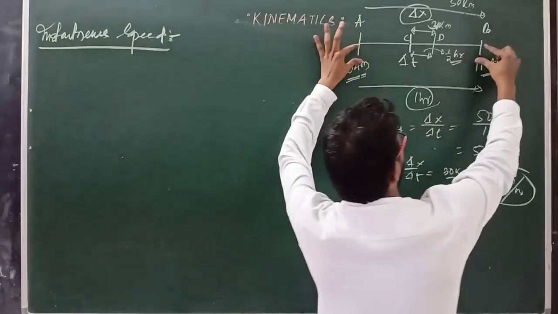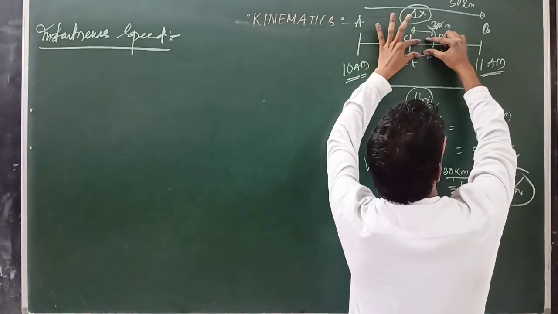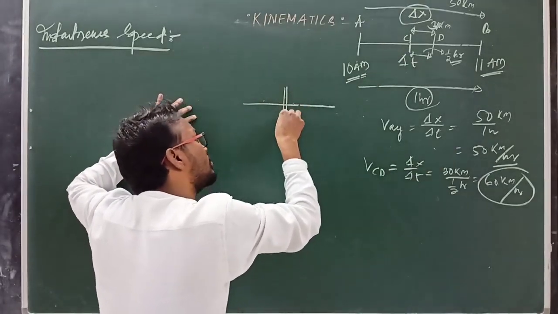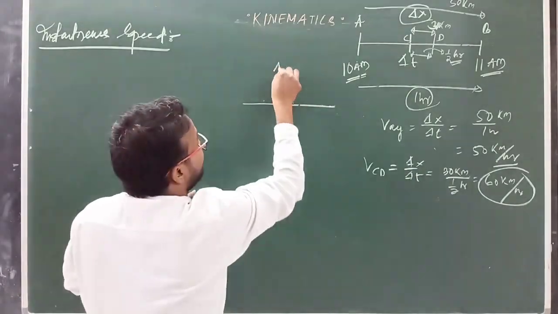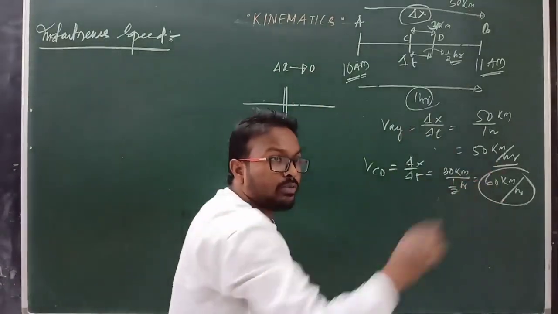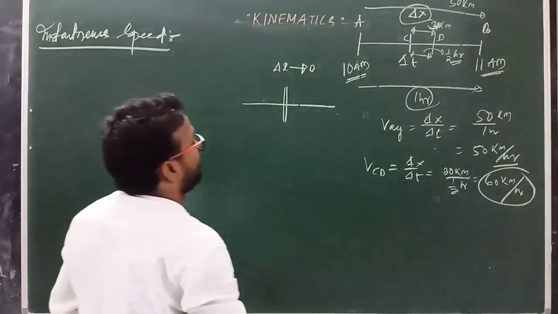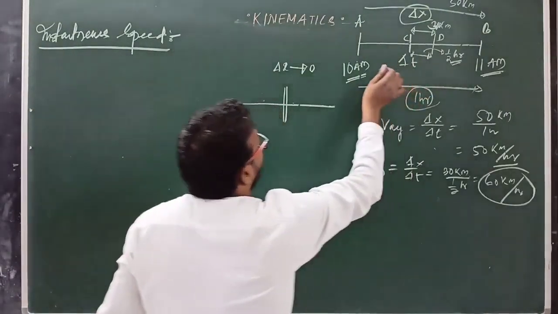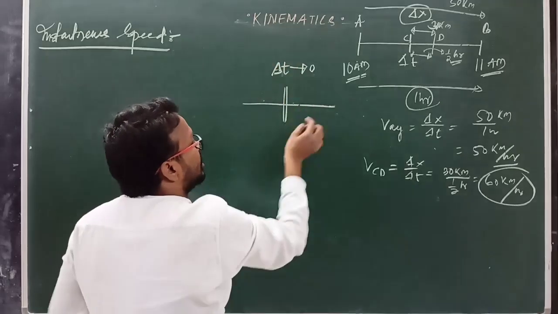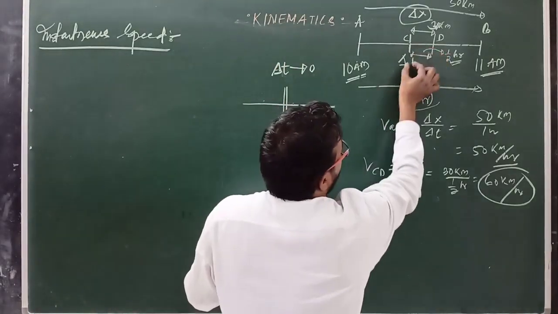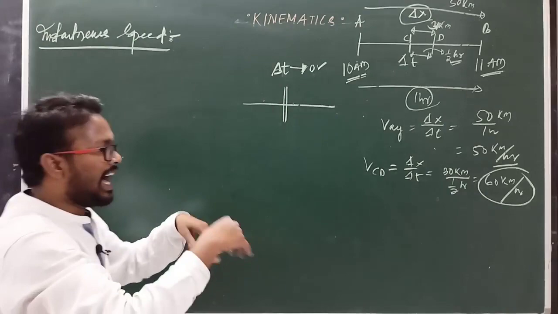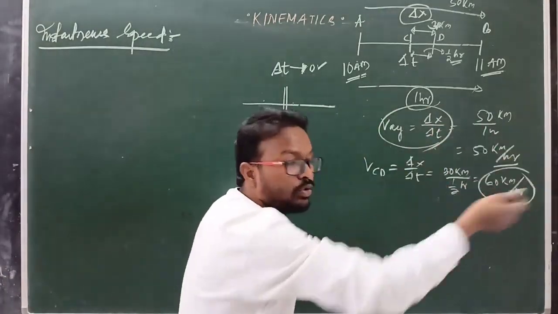So if we decrease this distance and make it very close, nearly equal to 0 but not 0, when delta x tends to 0, not equal to 0, but tends to 0, then the time interval delta t between these two points is very small. When delta t approaches 0, the average speed changes to instantaneous speed.